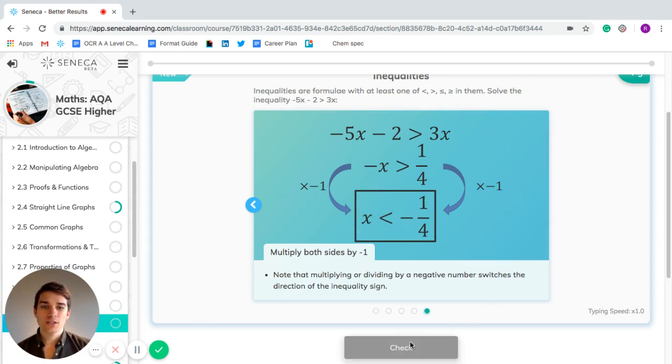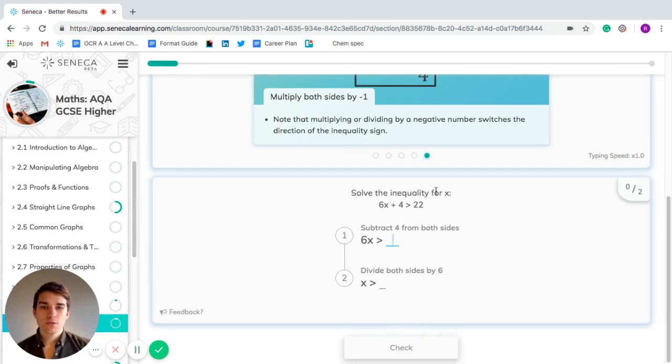Let's look at some questions and have a go. Solve the inequality for x. 6x plus 4 is bigger than 22. So subtract 4 from both sides to start with. That leaves us with 6x is greater than 18, 22 minus 4. And divide both sides by 6. So 6x divided by 6 would give us x, and 18 divided by 6 would give us 3.